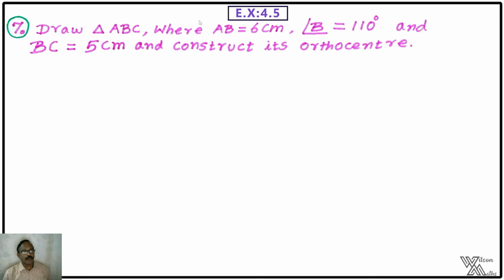Exercise 4.5, question number 7. Draw triangle ABC where AB equal to 6 cm, angle B equal to 110 degrees and BC equal to 5 cm, and construct its orthocenter.